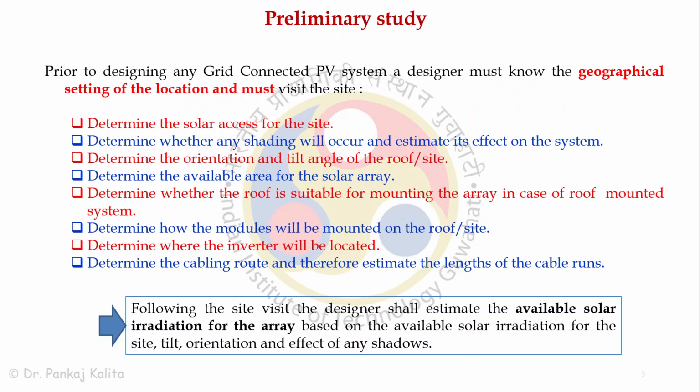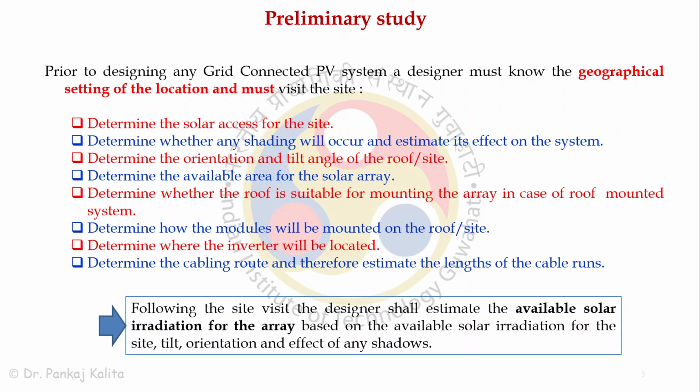Then we have to determine the orientation and tilt angle of the roof side. If the roof is tilted, you will have to match it so that the sunlight strikes the surface normally. Then you have to determine the area that is available for the solar array installation. Even if there is a lot of area, you can't install solar arrays everywhere.